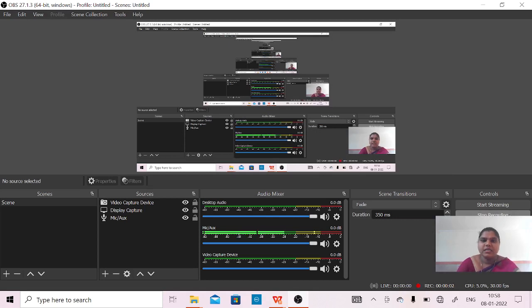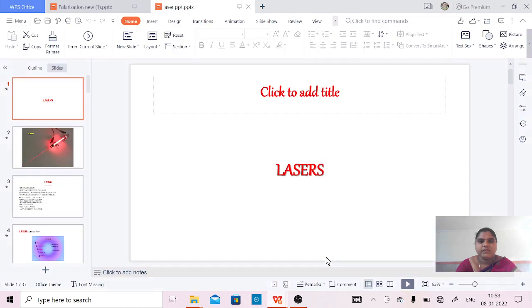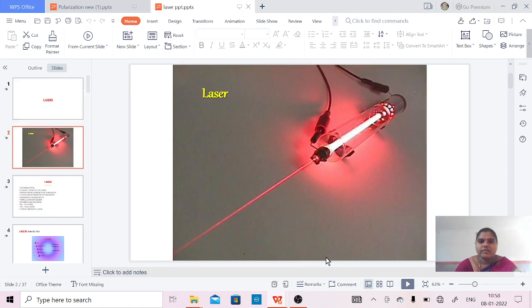Hi students, in this session we are going to discuss our second unit, laser and fiber optics. First of all, we have to know what lasers are and what the mechanism behind them is. See, lasers. Do you all know the laser abbreviation? It is light amplification by stimulated emission of radiation. And a laser is a monochromatic source having high intensity.